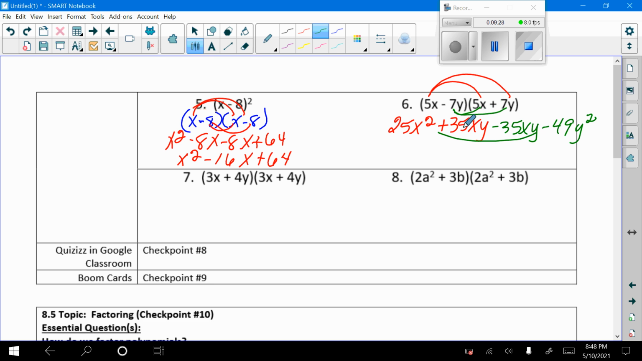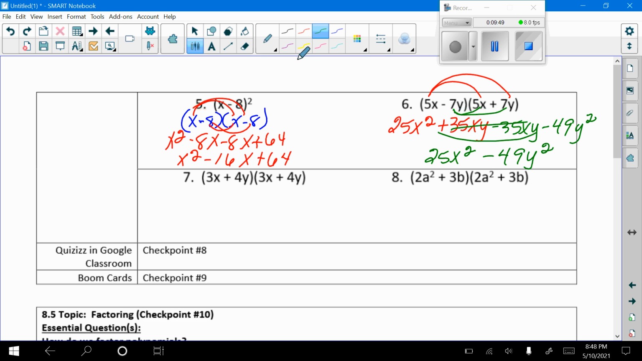These two end up combining and they cancel each other out. So I'm left with 25x squared minus 49y squared. It is a difference of two squares. This is a perfect square. Number 7, same signs. So it's going to be a perfect square.